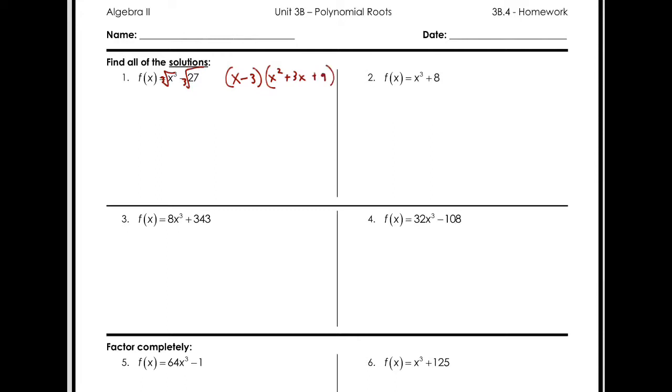So if we want solutions, clearly all we're doing is solving it, right? So we take the first set here, set that equal to 0. So x minus 3 is equal to 0. Then we plus 3, it cancels. X is equal to 3. So there's one solution.